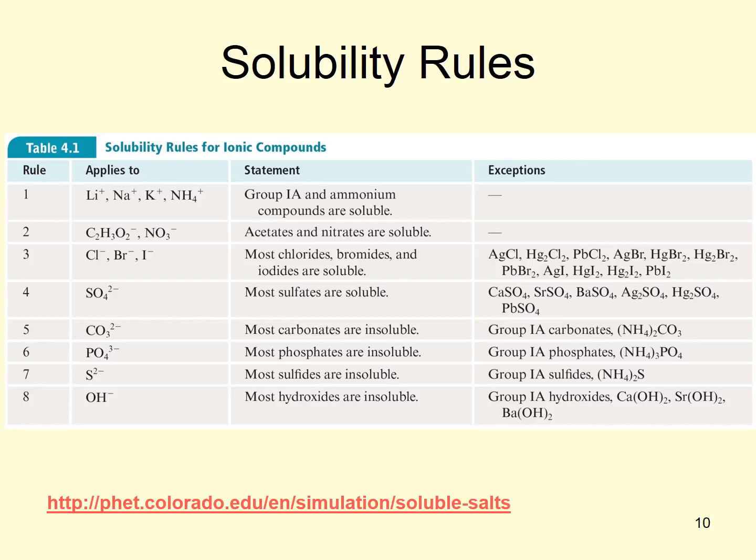Now, as we keep going down, we're going to sort of flip, and so we'll see that, for example, carbonates, most carbonate compounds are not soluble. The only exceptions to that rule are group 1A: lithium, sodium, potassium, rubidium, and ammonium. So rule number 1 sort of applies here. And then the same thing for rule 6. Most phosphates are not soluble unless they're paired up with the group 1A or ammonium ions.